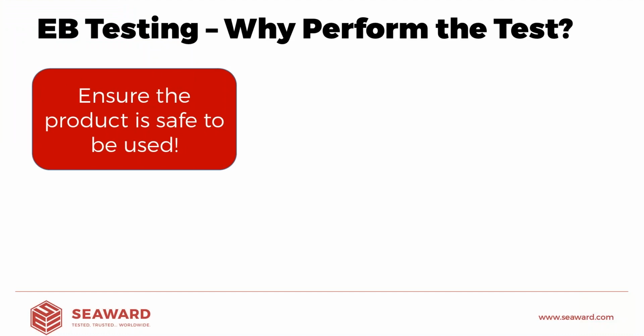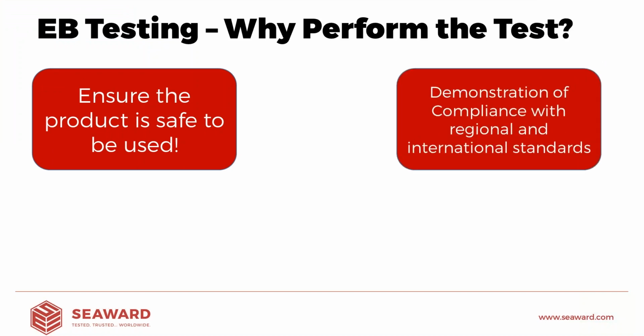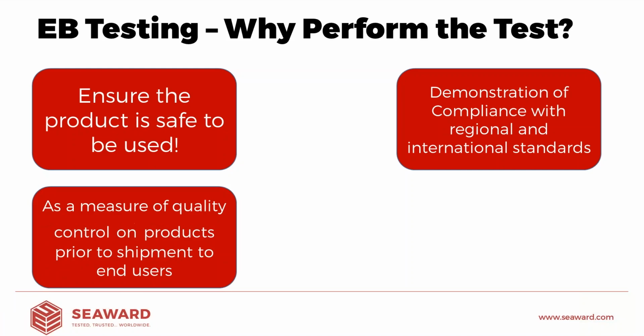Ultimately, we want to make sure the product is safe. If something was to go wrong, that level of safety, that level of security provided by the ground connector is there and in good condition. Obviously, by performing the test, we're also demonstrating our compliance with any kind of regional or international standards for the product that we will be manufacturing. We can use it as a measure of quality control on products. We'll kind of cover this a little bit later, but it can be used as a measure to ensure what we're sending out to customers is what we say we will be sending.